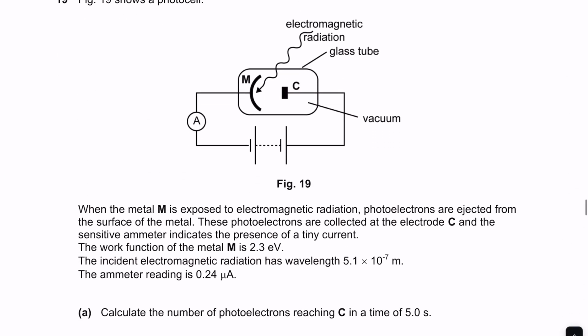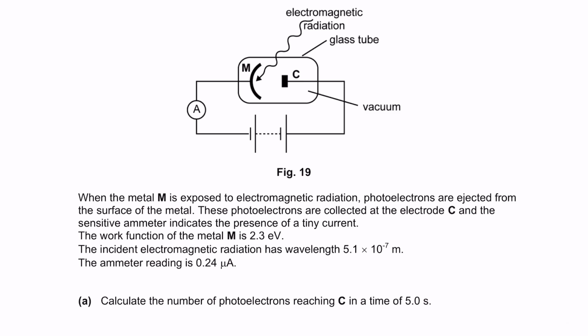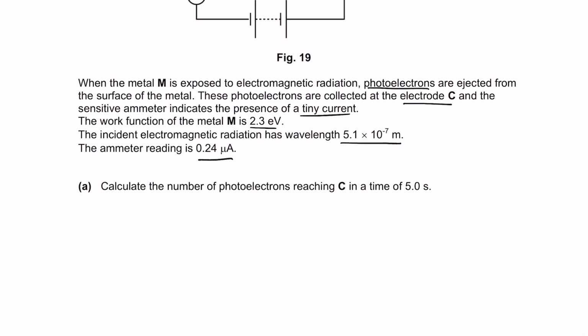Okay, question number 19. We are given a photocell in figure 19, where metal M is exposed to electromagnetic radiation. Photoelectrons are ejected from the surface of the metal. These photoelectrons are collected at the electrode C, and a sensitive ammeter indicates the presence of a tiny current. The work function is given, the incident EM radiation has a given wavelength, and the ammeter reading is 0.24 microamps. Calculate the number of photoelectrons reaching C in a time of 5 seconds.